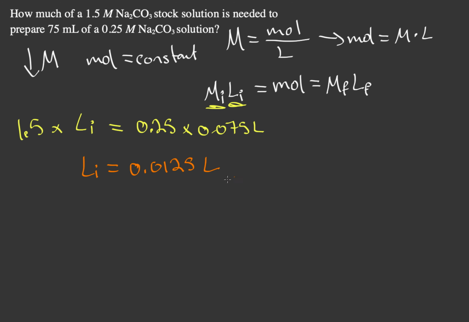0.0125 liters. Now we want this in milliliters because this is really ugly. So let's make that milliliters. We'll multiply by 1,000 milliliters per 1 liter, and that gives us 12.5 milliliters. Now we also know we only have two significant figures right here. So let's make this two significant figures, and that gives us 13 milliliters.